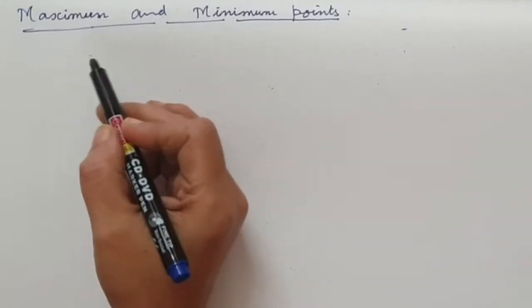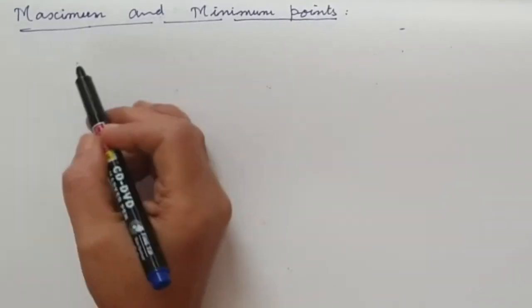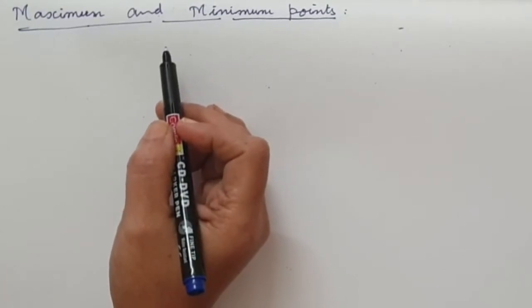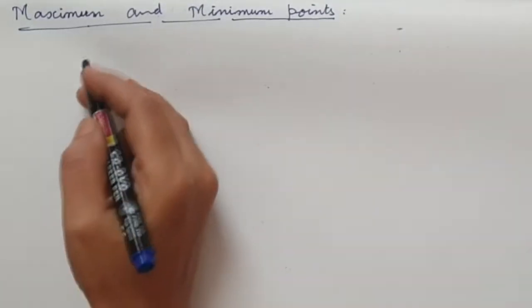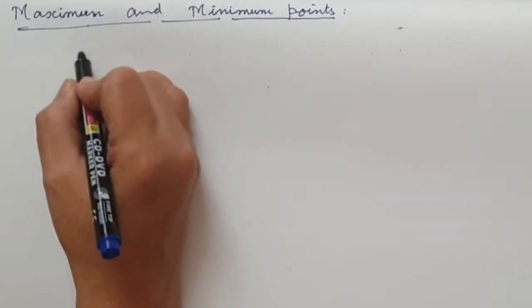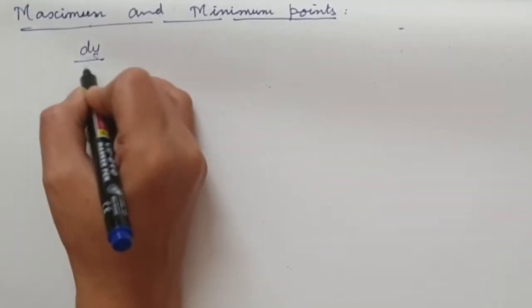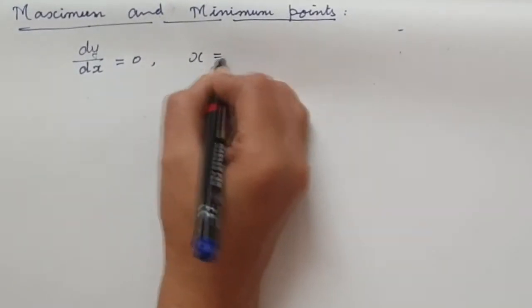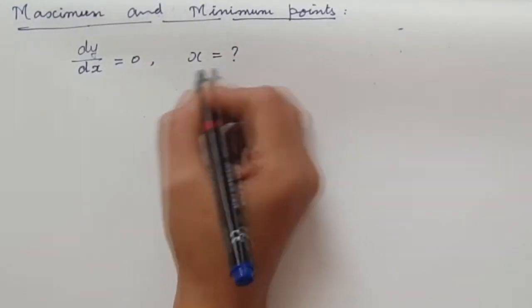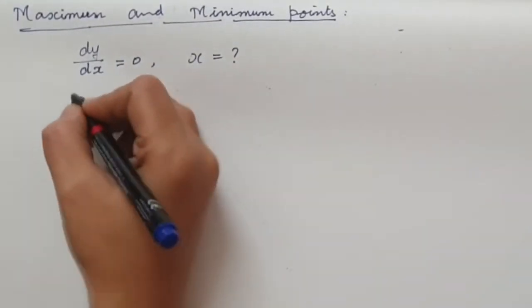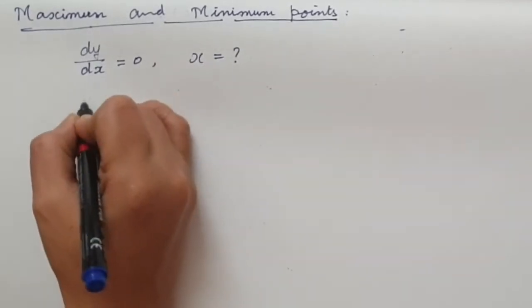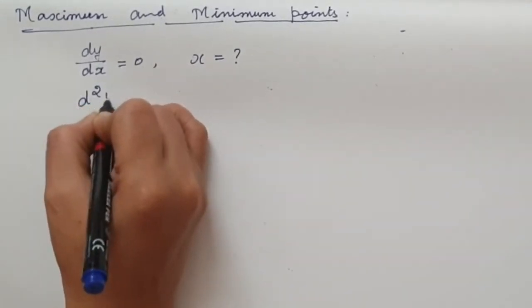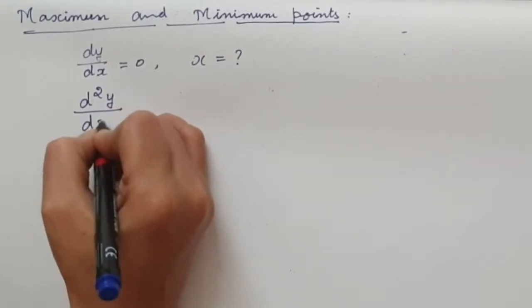The next one, maximum and the minimum points. In order to find the maximum and the minimum points, first we need to find the stationary values. That is, we equate dy by dx equal to 0 and we get our x values. These are the stationary values. Once we get our stationary values, again we differentiate it. So we write it as d squared y over dx squared.